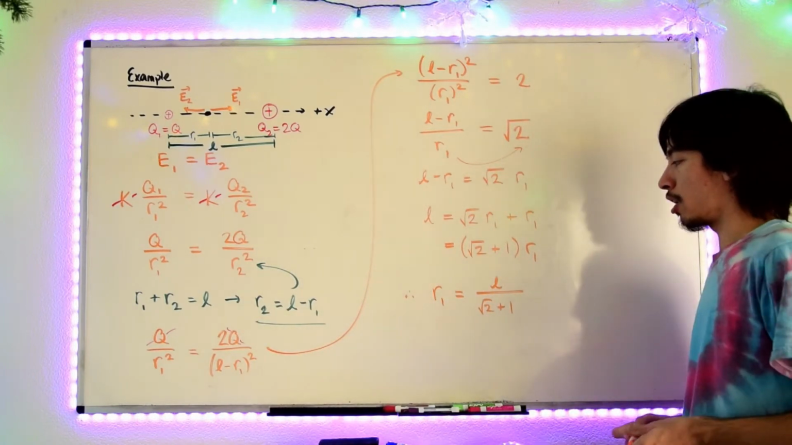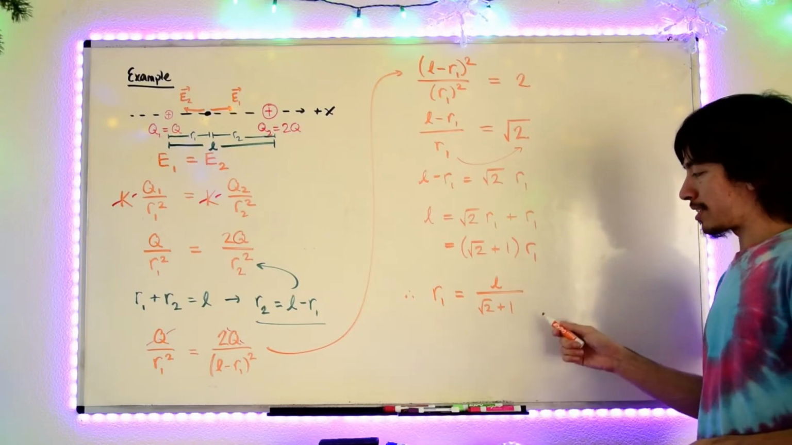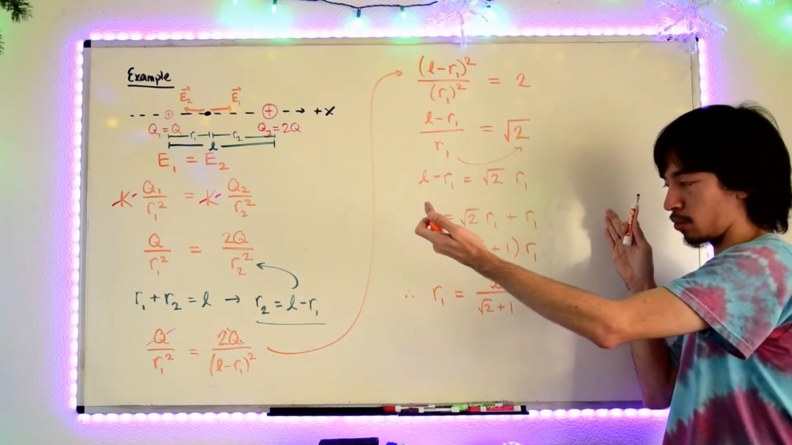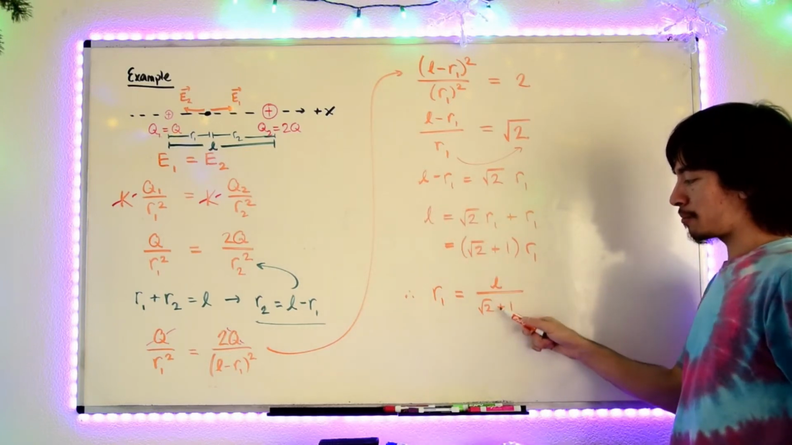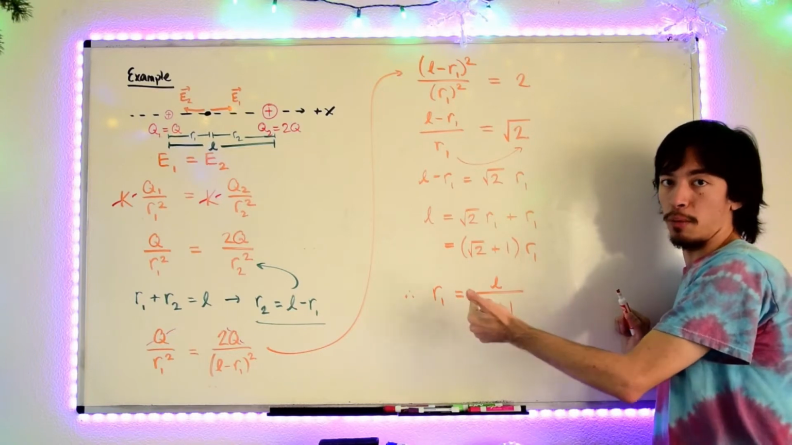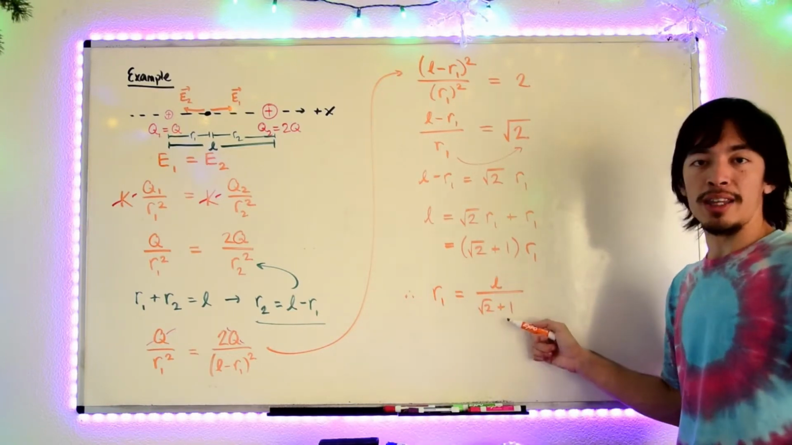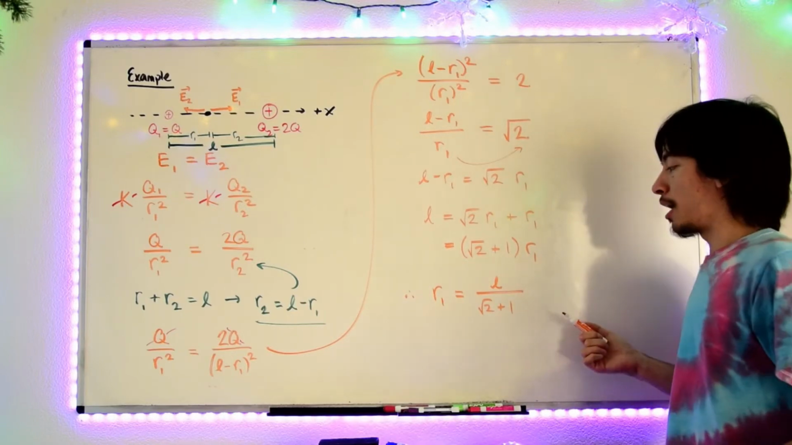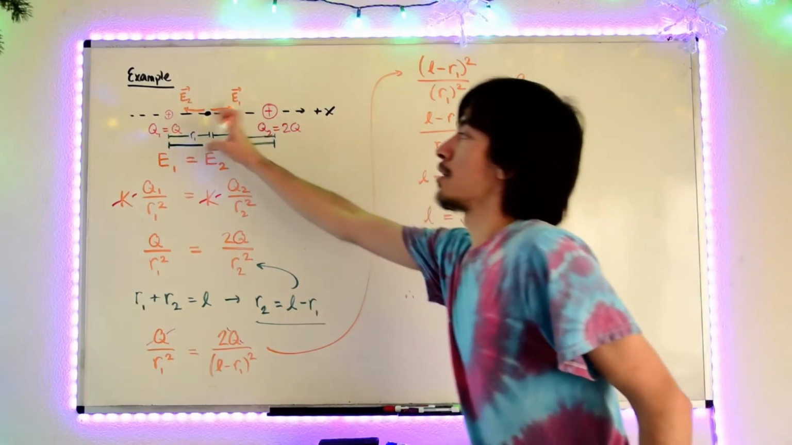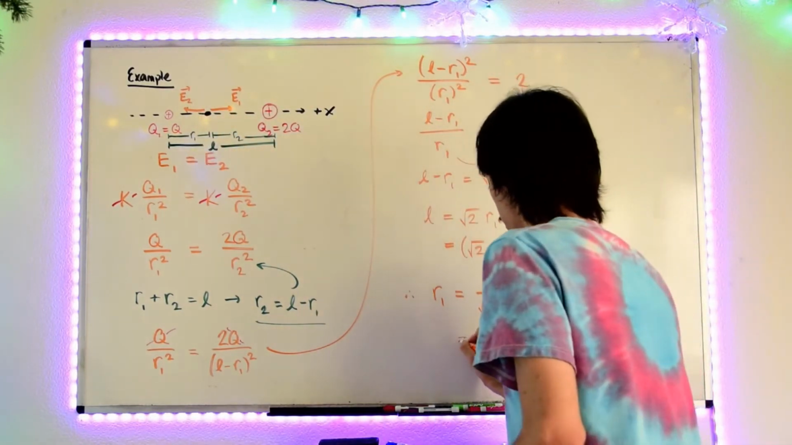Just by looking at this without plugging any numbers in, you can already see that you're taking the 10 millimeter distance, which is the whole distance, 100% of it, and dividing it by a number which is larger than 1, because square root of 2 is about 1.4, and plus 1 makes it about 2.4. When you do 10 divided by that number, it's going to make it smaller. In fact, it's smaller than 5. So we know that our answer is already going to be closer to the smaller charge than it is to the bigger charge.